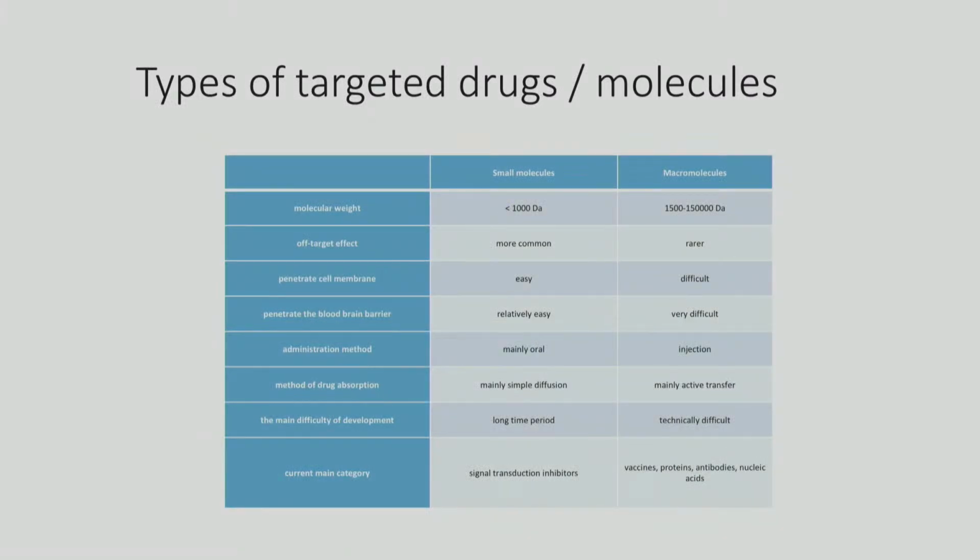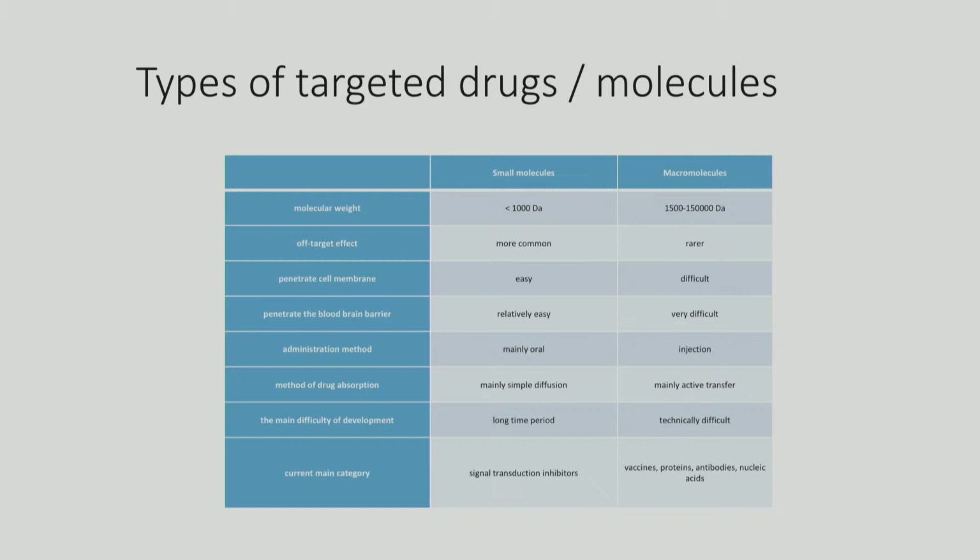Now, I will very briefly classify these targeted drugs or molecules as small molecules and macromolecules, based just upon their molecular weight. But if you look at the properties, everything is by virtue of their size. For example, the off-target effects are more common for small molecules because these will target other targets present in the cell. But that is very rare with the macromolecule.